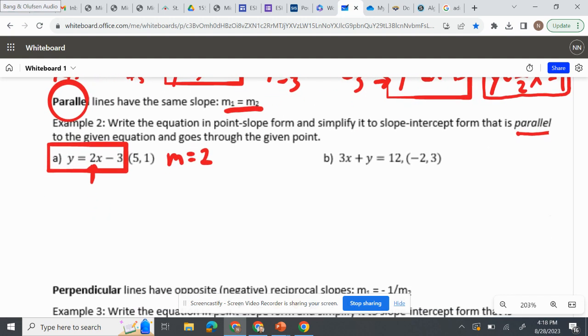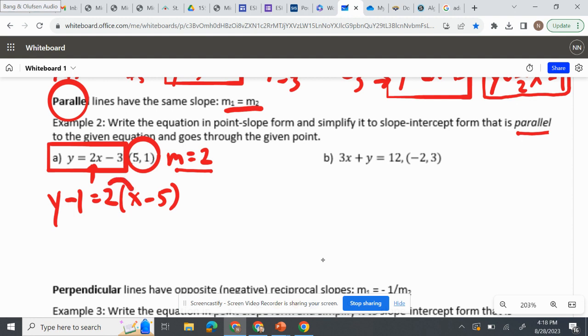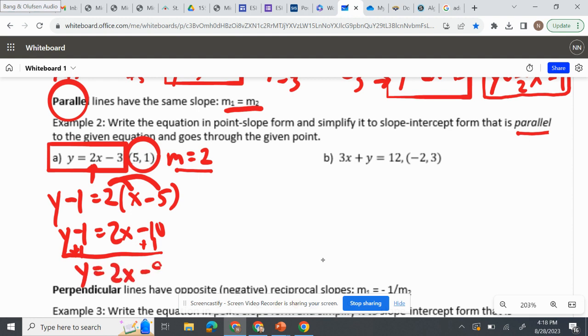So what we're going to do is we're going to write our equation with a slope of 2, and we're going to use the point 5, 1. We're going to use the same point-slope form, y minus 1 equals 2, x minus 5. I'm going to distribute the 2 to each of the terms. So y minus 1 equals 2x minus 10. Then I'm going to add the 1, and I get y equals 2x minus 9.